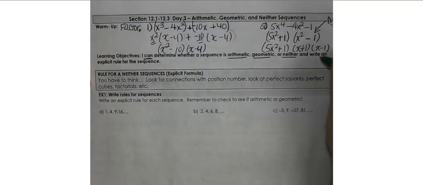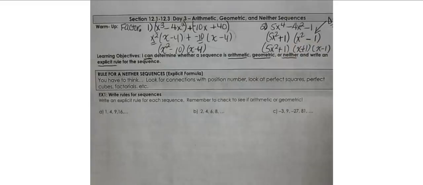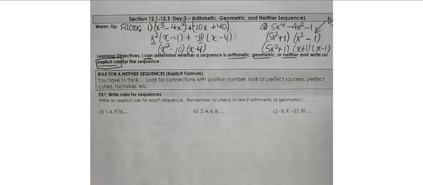So our learning objective is for you to be able to say, I can determine whether a sequence is arithmetic, geometric, or neither, and I can write an explicit rule for the sequence. So the key word here is explicit rules. So we're not writing recursive rules, explicit rules.